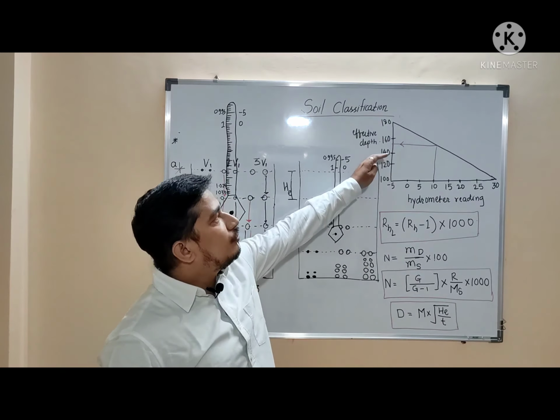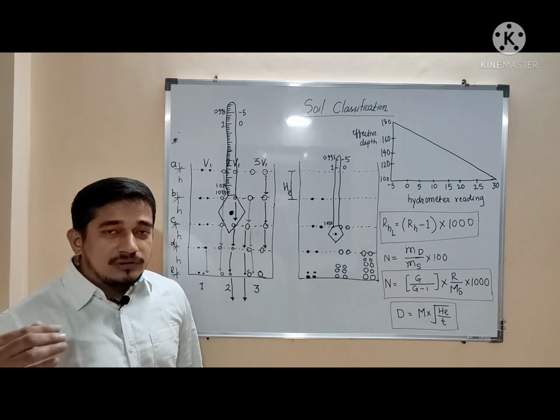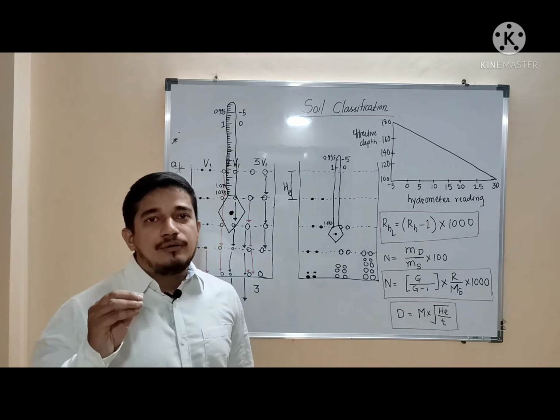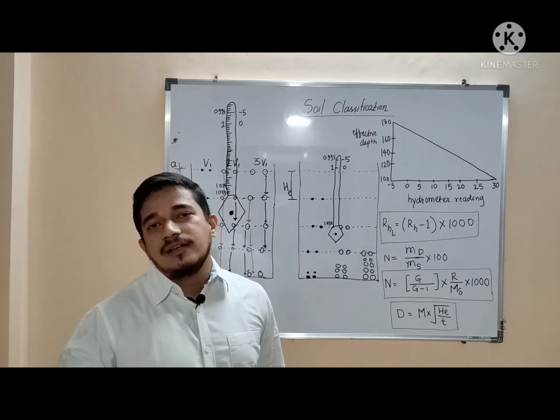As the time progresses, the hydrometer will settle down, and it will give us different readings with different timings, or with different duration. So depending on this, we can find out the different percentage finer, and for that particular percentage finer, we can find out the particle size. So we will get different particle sizes and their percentage finer. Depending on all this, we can plot the particle size distribution curve.